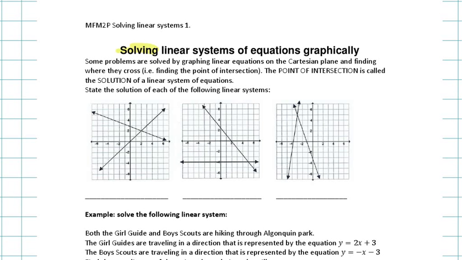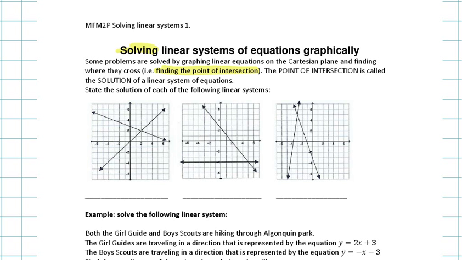Okay? So why is it called systems? It's because there are 2 equations. Okay? So some problems are solved by graphing linear equations on the Cartesian plane and finding where they cross. So finding the point of intersection. Okay? So you graph the 2 lines, wherever they cross, that is your solution. The point of intersection is called the solution of a linear system of equations.